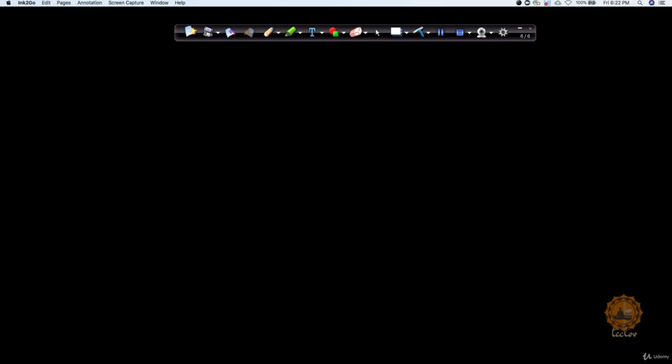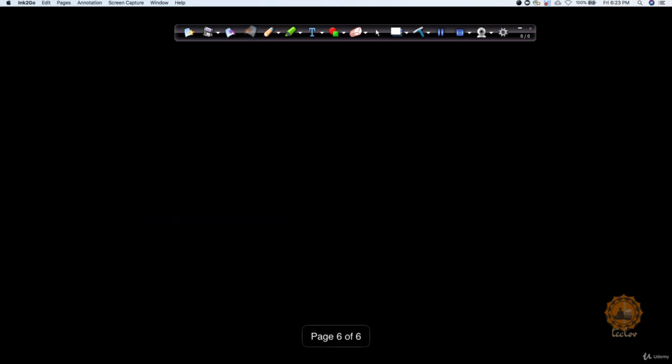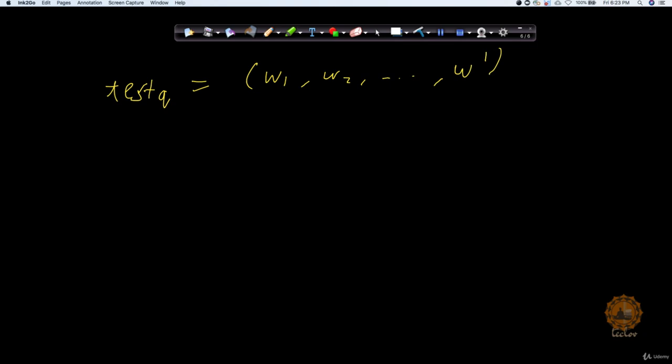Now, coming back to this, there is a problem: this is happening in the training phase. All this W1, W2 till Wm are the words present in my training data. Now if I go back and look at my test query point, and let's say by any chance I have a word W dash, okay, which is not a part of my training set.